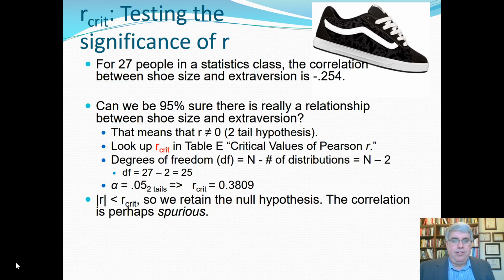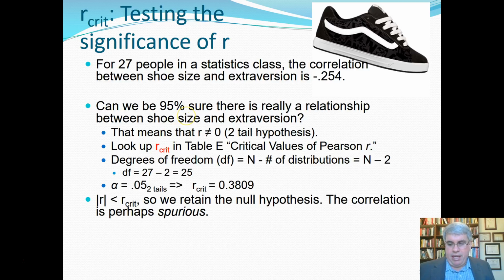So we want to make a two-tailed hypothesis that the correlation doesn't equal zero, and that it's either really negative or really positive. And here we have a negative correlation. We want to see if we can reject the idea that maybe it is zero. So what we're going to do is look up the critical value of R in Pagano's textbook. It's called Table E, Critical Values of Pearson R.